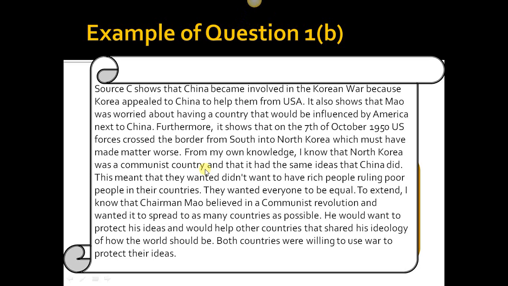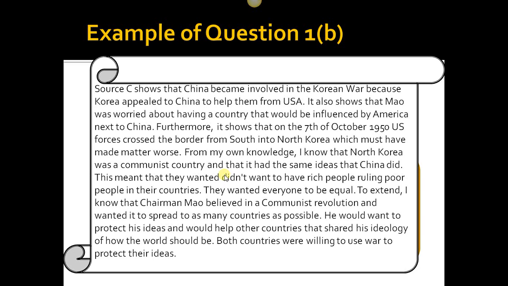Matters worse. From my own knowledge, I know, and there's nothing wrong with writing that, that North Korea was a communist country and that it had the same ideas that China did. This meant that they didn't want to have rich people ruling poor people in their countries. Sorry about that. As I said, it was exam conditions, and I've copied exactly what I wrote. They wanted everyone to be equal.